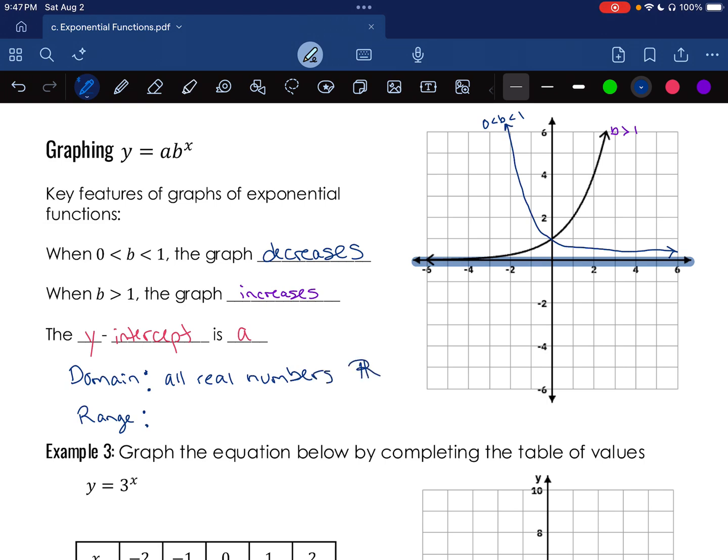Now when we think about the range, I've highlighted this x-axis here, where y is 0. What's going on here is that our graph is getting closer and closer to it, but it's never going to actually touch that line, y equals 0. So that means we're not going to include it in our range. We'll say our y's are all strictly greater than 0, but not equal to 0.